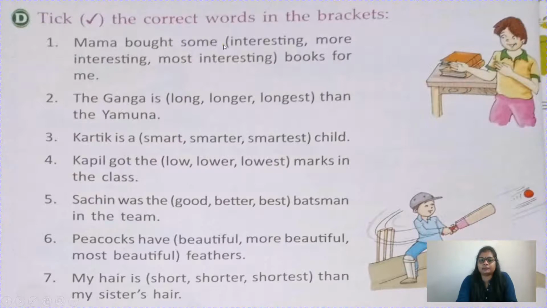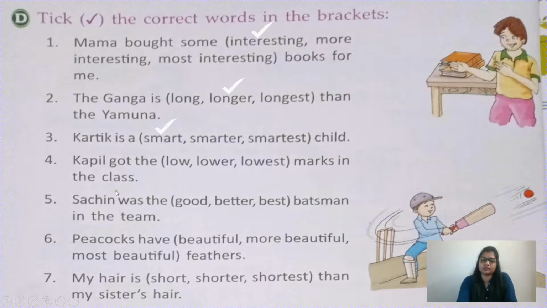Now let us take the correct words in the brackets. Mama bought some dash books for me. So children, see, we are not comparing here with anything. So simply you can write interesting books. The Ganga is dash than the Yamuna. When we are comparing 2 rivers, then we have to use comparative degree, so longer. Karthik is a dash boy. We are talking about only one boy, so we will use positive degree, that is smart.